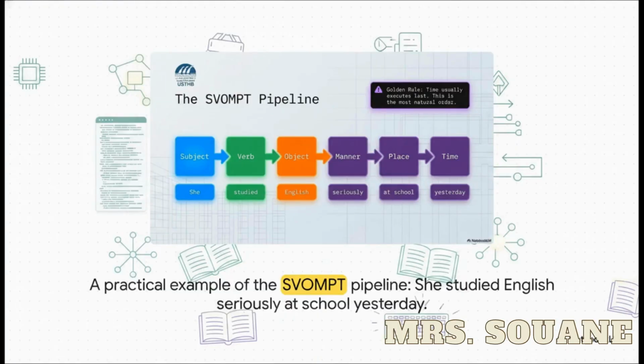Let's walk through a real example so you can see it in action. She, that's our subject. Studied, the verb. English, the object. Okay, now for the pipeline. Seriously, that's the manner. At school, that's the place. And yesterday, that's the time. See? The sequence flows perfectly, and the meaning is incredibly clear.